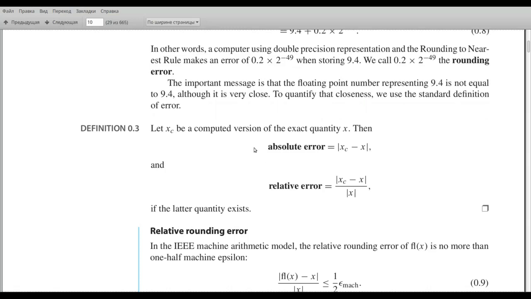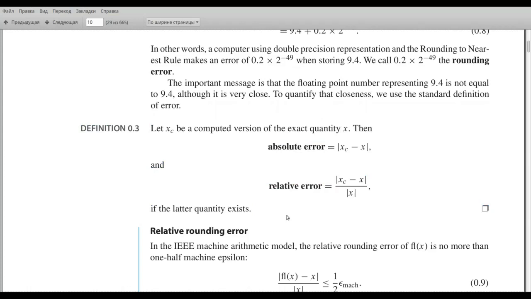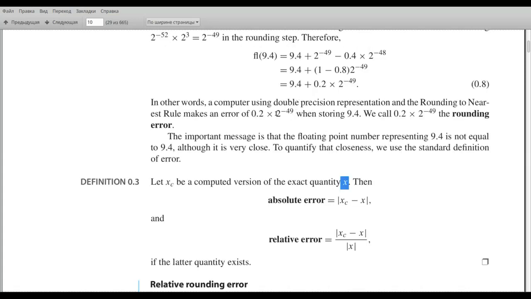And this is why we need to introduce, pay attention please, these concepts which we are talking about right now are absolutely fundamental. You will use them during the whole course. So if we have some computed version of exact quantity x, like here we have some double precision representation of exact quantity 9.4, for example, then the absolute error of this computed quantity is the absolute value of the difference between these two quantities, computed and exact.